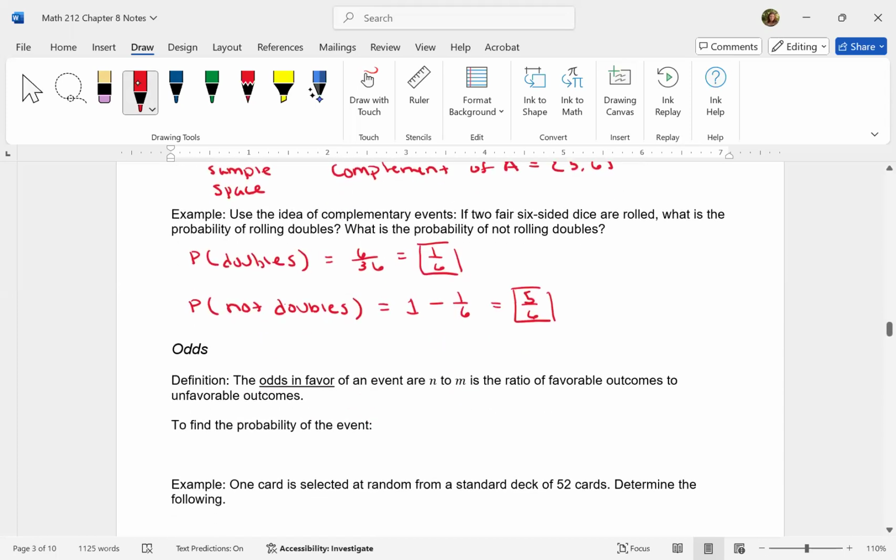Odds. Now, odds are kind of an interesting thing because a lot of people feel like odds are really probabilities and they're not. Odds in favor of an event being n to m is the ratio of favorable outcomes to unfavorable outcomes. Okay. So when they say the odds on a horse winning are 2 to 3, they mean that 2 times the horse might win and 3 times they wouldn't.